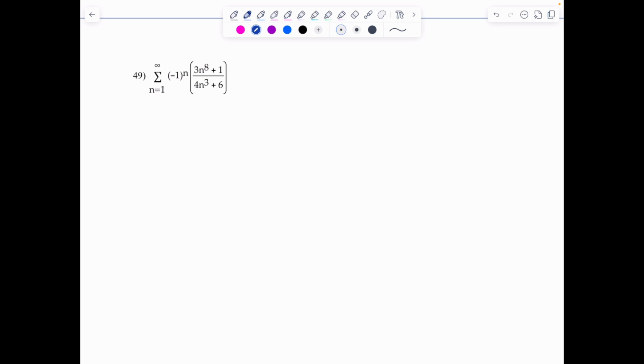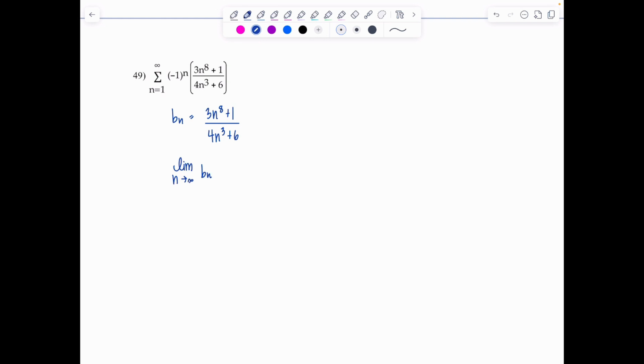So if you try to do AST, it will fail both conditions. Do you see that? b_n is (3n to the 8th plus 1) over (4n cubed plus 6). If you already can see one of the conditions is going to fail, do that one first. You don't have to check them in order. It's really easy for me to see the limit as n goes to infinity of b_n.